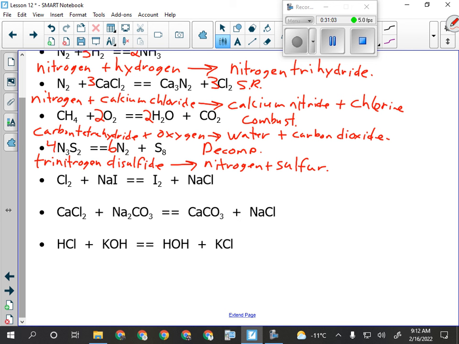How many people have done the next one? Okay, let's have a look at that one too. So on this one, I've got chlorine as an element reacting with sodium iodide, which is an ionic compound. What kind of reaction am I looking at?